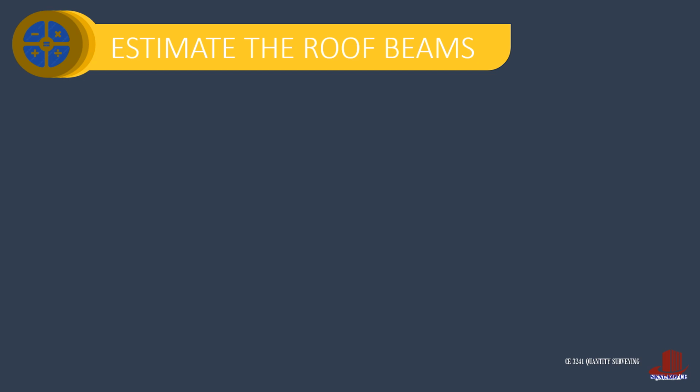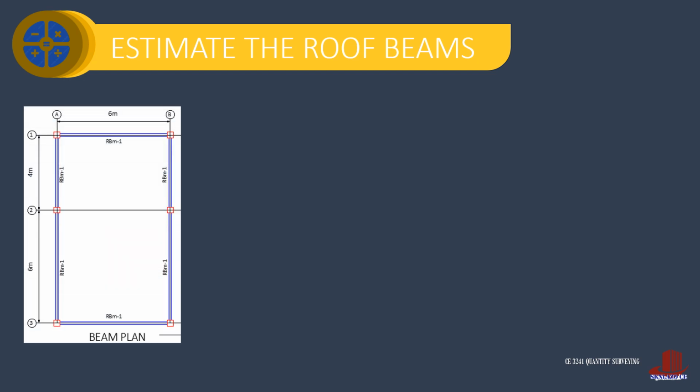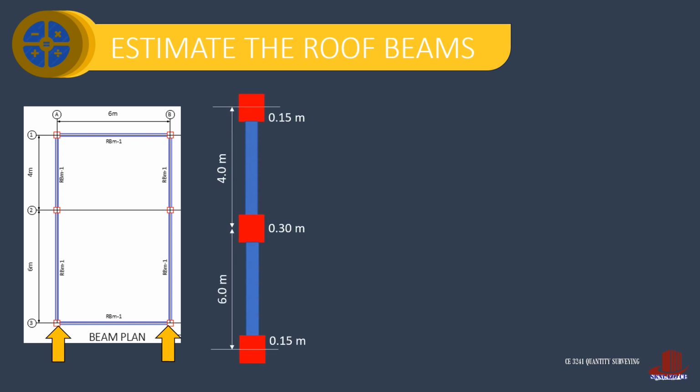Let's move on to the estimation of the roof beams. The beam plan shows the location of the typical roof beam RBM1. Just like the computation of the wall footings, we break down each length. For grids A and B, we take the spans 6 and 4. Then take out the columns, that is 0.15 from both ends and 0.3 from the middle. This reduces the length to 9.4 meters.